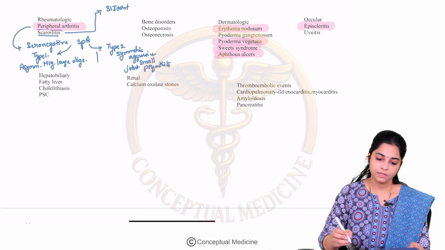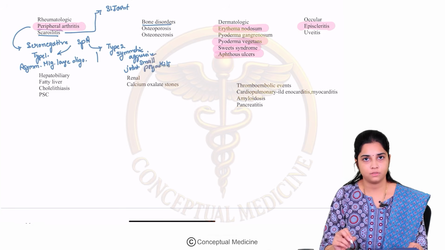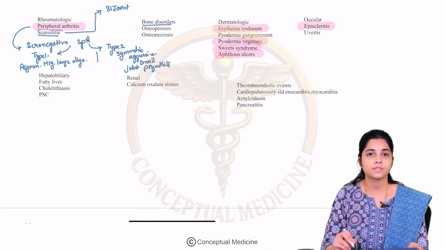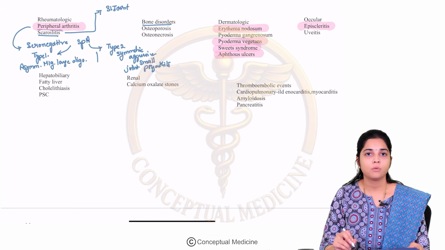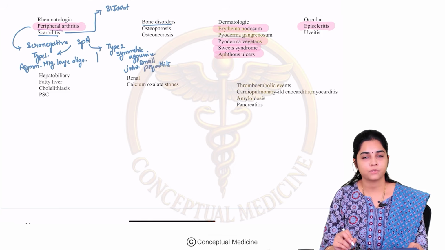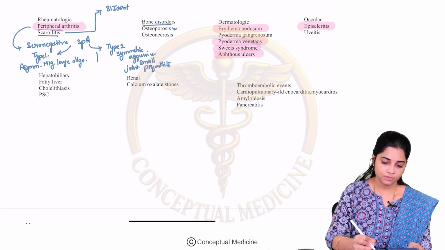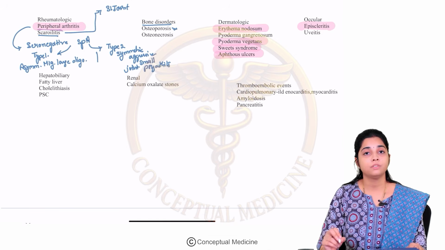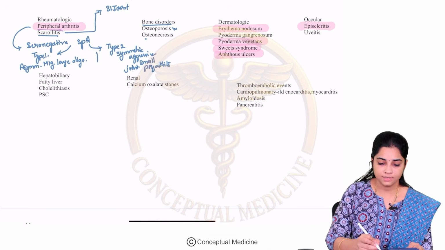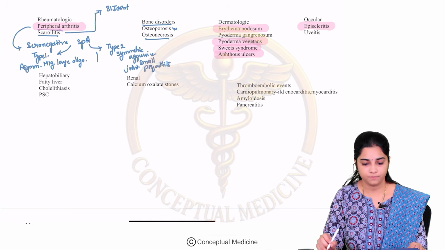Okay. Next we look at your bone disorders. So both Crohn's disease and ulcerative colitis are chronic inflammatory conditions, and hence you can have bone disorders which accompany them. So chronic vitamin D deficiency can happen and can result in osteoporosis, and they also involve treatment with steroids. So this can result in osteonecrosis as well.